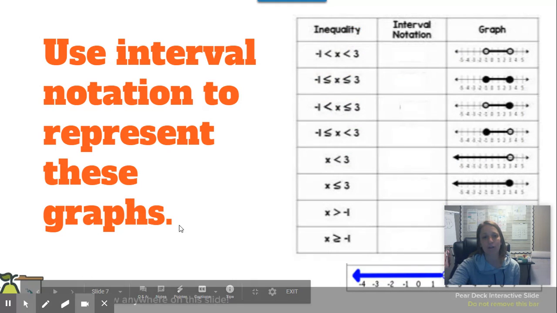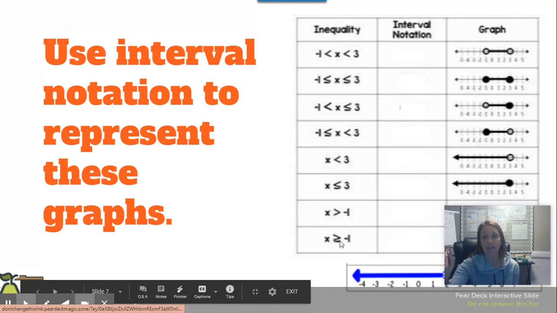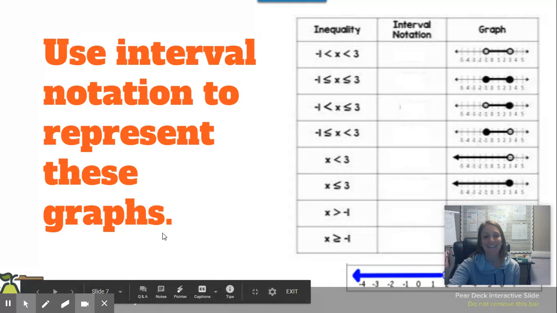Another set of practice problems on your slide. All of these are text boxes, and there's a text box right here, so you can write out the interval notation. You want to pause the video here, and the answers will be on the next slide. So pause now.